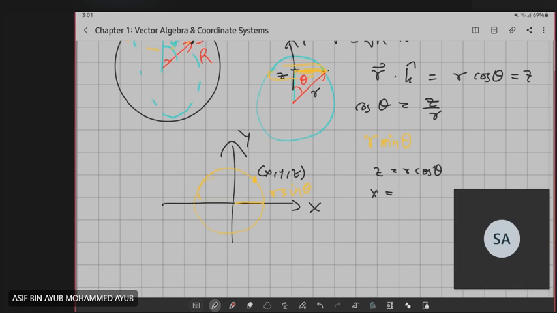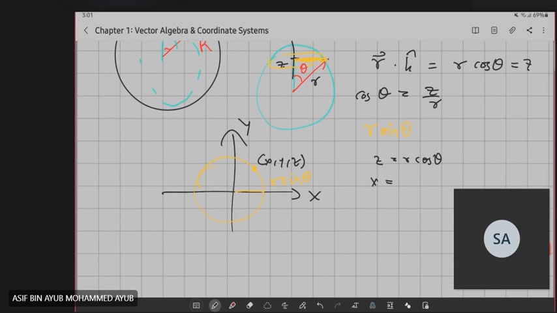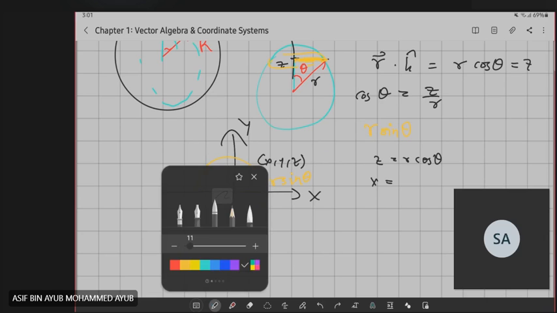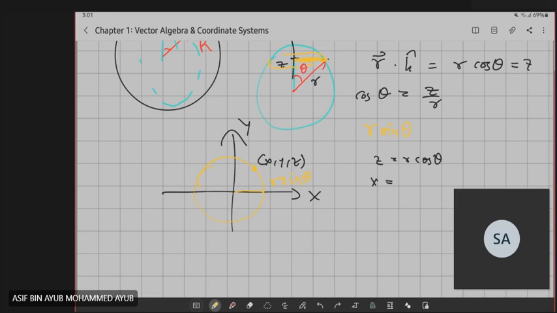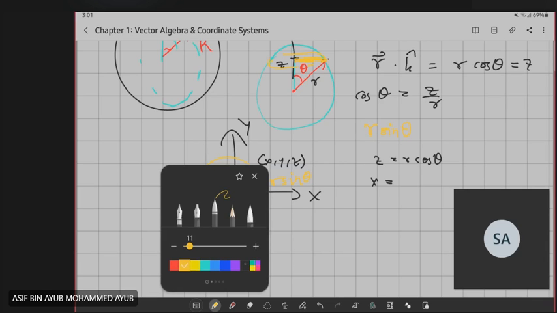X is r sine theta. Now I remember what I wanted to say. This radius here is r sine theta, right? So this is phi. I know these components. How do I know them? By trigonometry.